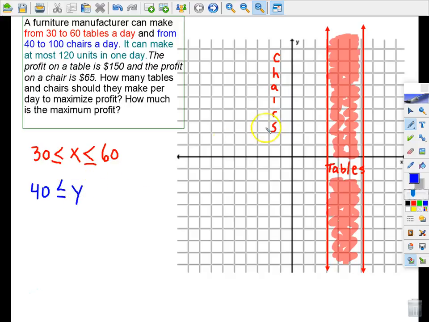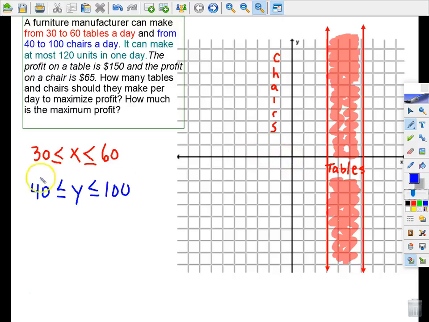Okay, and again, y represents chairs. So that's going to be my inequality: y in between 40 and 100, counting 40 and 100. That's our capacity. That's what we're able to do as far as creating chairs.